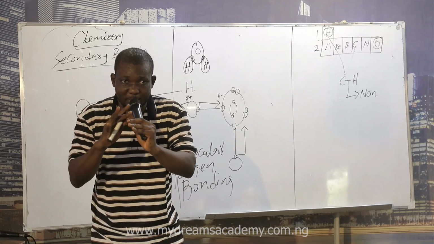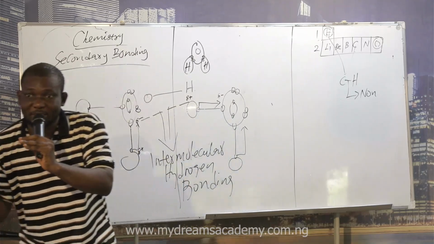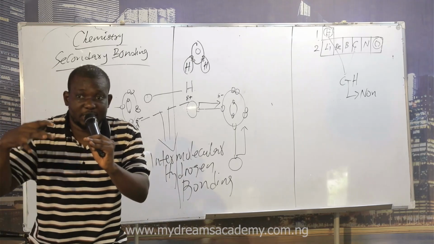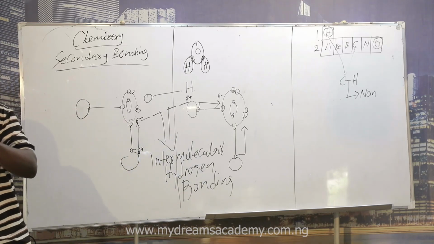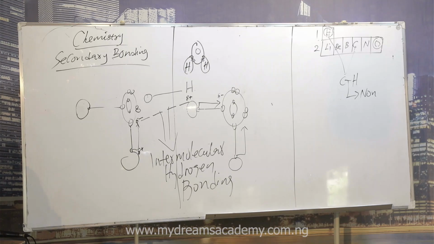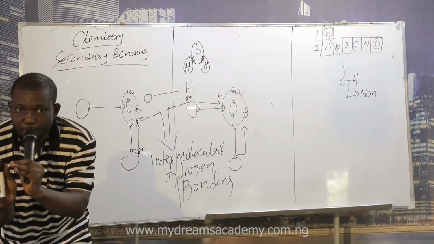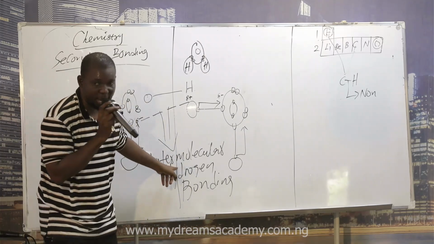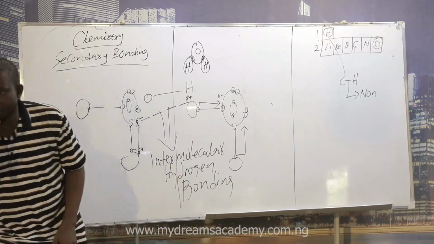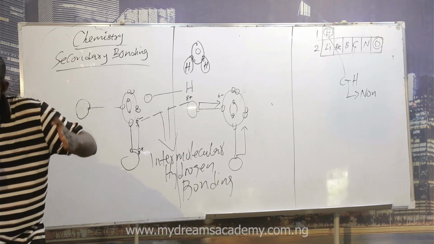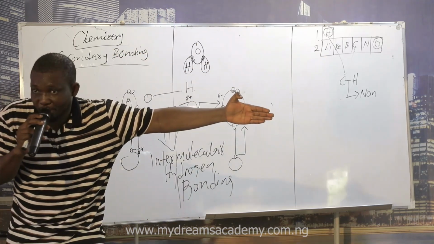What is a secondary bond? A secondary bond is a bond that occurs after a primary bond. A secondary bond is a bond that is holding molecules that have been formed by primary bonds. It holds two molecules together. But why do we choose to name this particular secondary bond hydrogen bond? It is a bonding between hydrogen and an electronegative atom. Are you with me now?